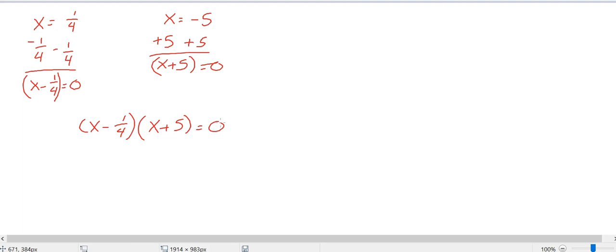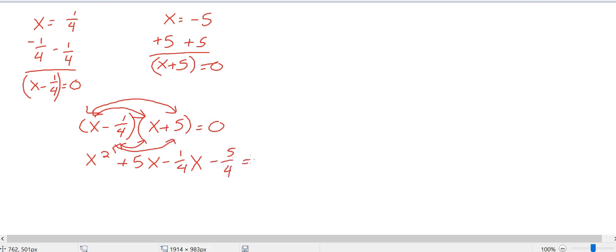Now to find our original trinomial, all we need to do is FOIL. So we're going to do first times first. X times x is x squared. Outer, x times +5 is 5x. Inner, -1/4 times x is -1/4x. And last, -1/4 times +5 is -5/4. And this whole thing is equal to 0. Let's combine like terms, x squared, and then we have like terms of +5x and -1/4x, which you can either find a common denominator for, or you could just solve it on your calculator and you'll get 19/4x minus 5/4 is equal to 0, and this is your original trinomial.